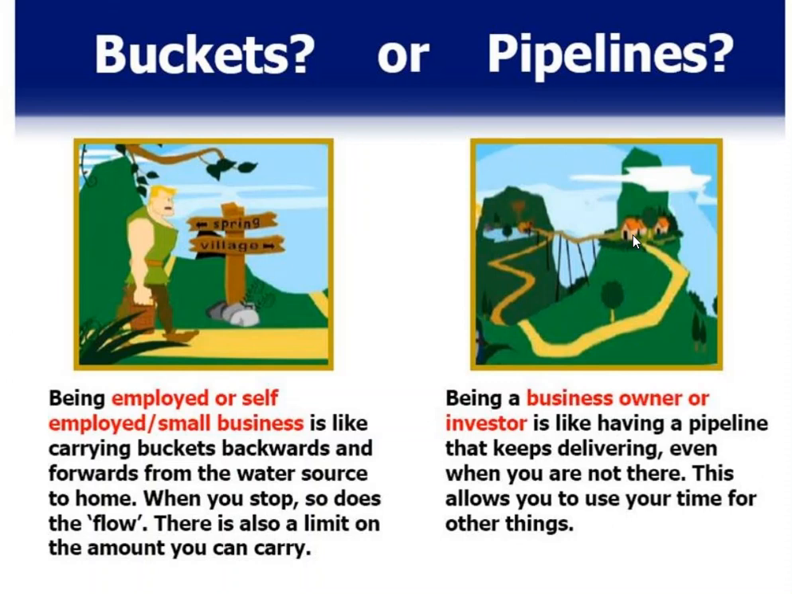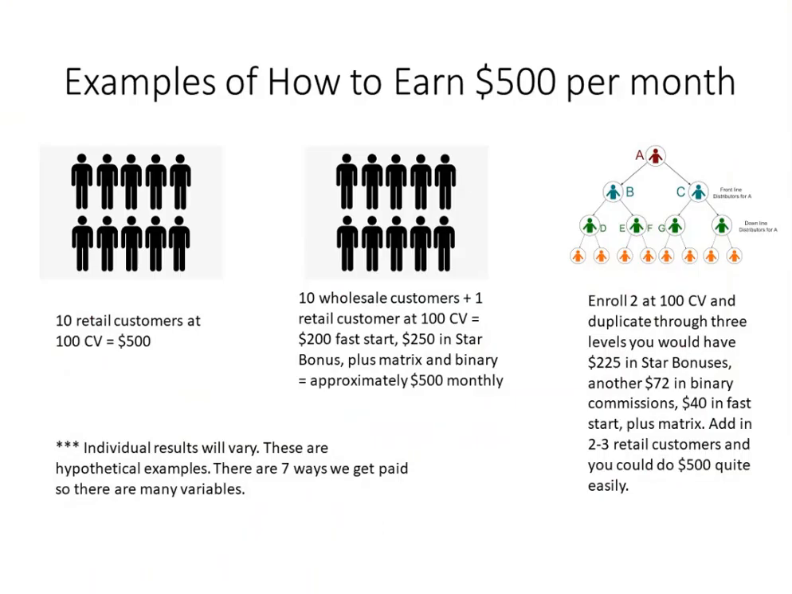So the last thing I want to cover here in this short video is, how do I make $500 with HB Naturals per month? What that looks like is exactly this. There are a handful of different ways to do it, and actually there's 7 different ways that we get paid in this business, so there's more than these 3 methods, but bottom line, an easy and straightforward way is having 10 retail customers at 100 in customer volume. That's $500. So basically you're making 50% of the $1,000 that's created.